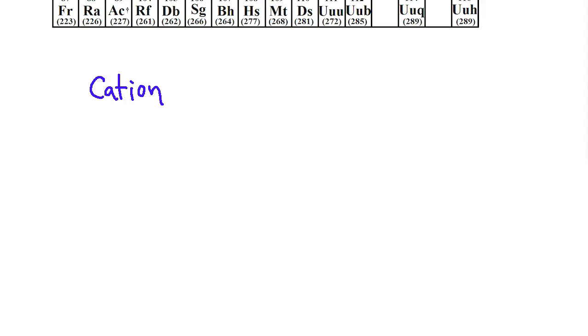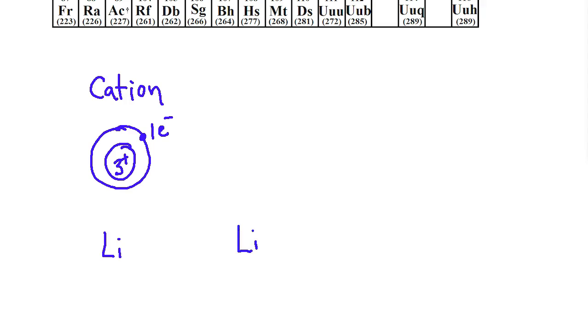So normal lithium is going to have 3 protons in the middle, and then in its valence shell it's going to have 1 electron. Now remember, there's a total of 3 electrons there, but the valence shell only would have 1 electron. Okay, so there we go. That's going to be normal lithium. So what about lithium, the cation?